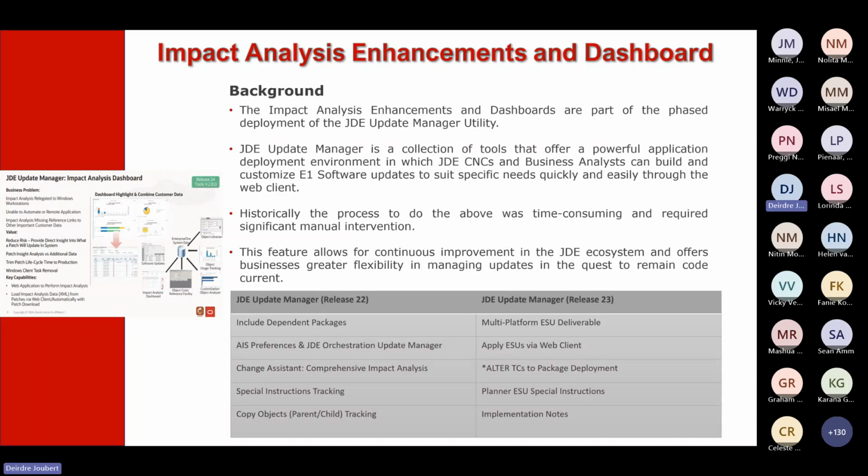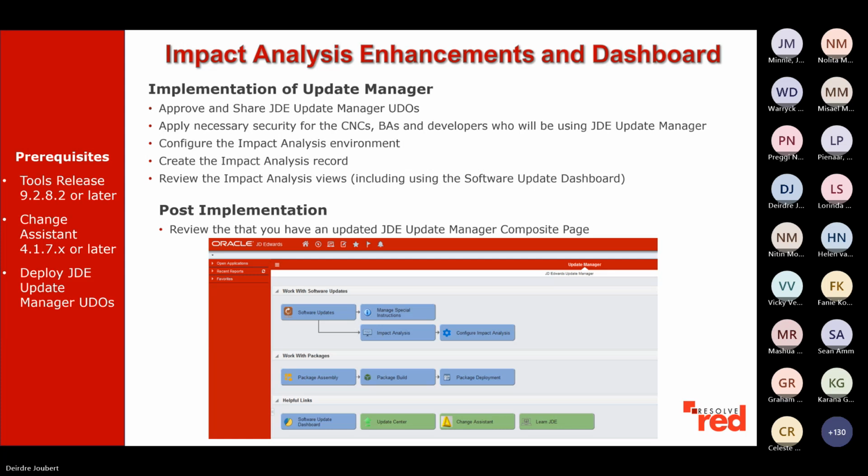So in the table below, as I've mentioned, it was a staggered deployment approach. From release 22, I've listed what components came with it at that time and what has been added since release 23. Okay, the prerequisites to get this feature: you need tools 9.2.8.2 or later, Change Assistant 4.17 or later, and the Oracle delivered Update Manager UDOs that you apply using Change Assistant.